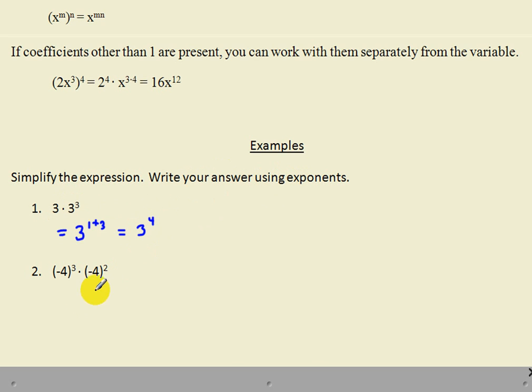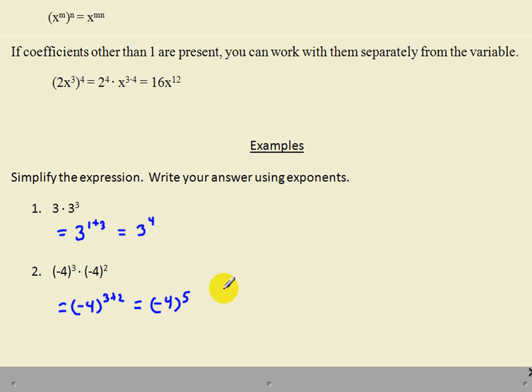So we were asked to write our answers using exponents, so we go ahead and leave that as 3 to the 4th. In number 2, we have -4 for a base, and we want to put that in parentheses because that negative is part of the term. That's also going to be raised to the power here of 3 plus 2, and so we end up with -4 in parentheses to the 5th power.